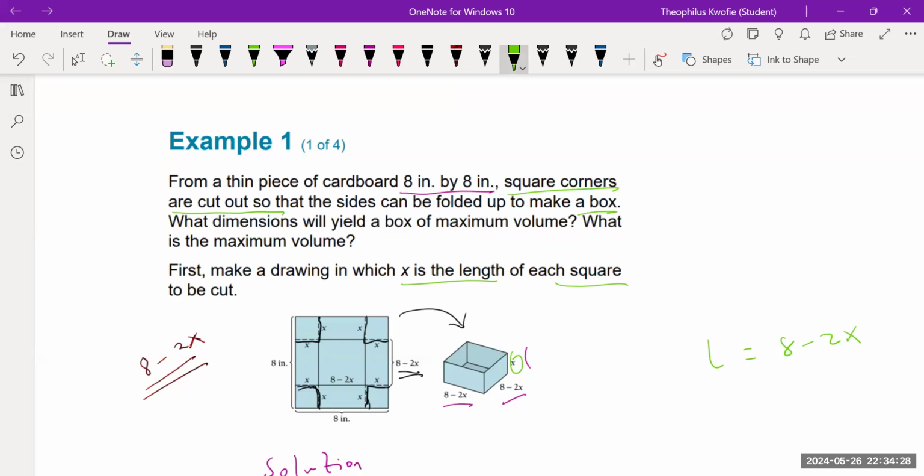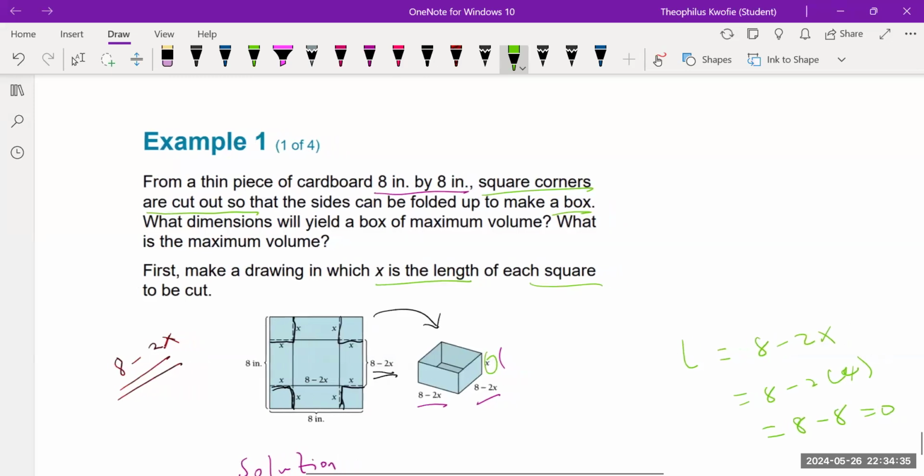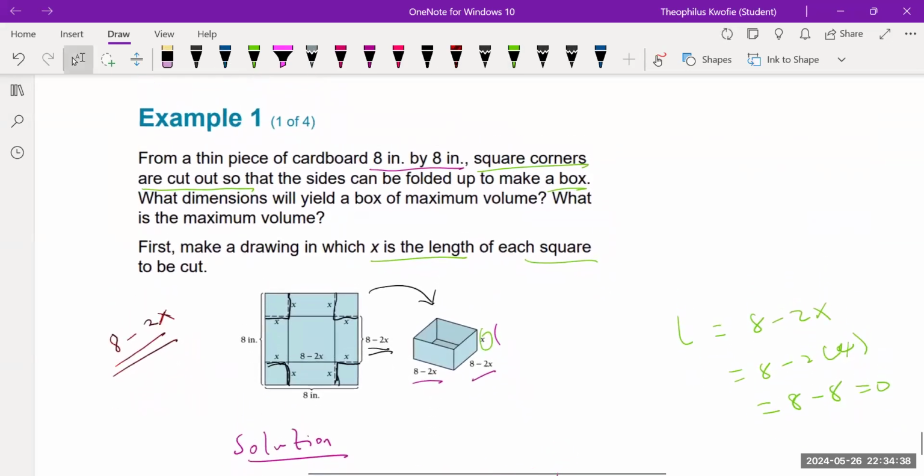So if x is 4, you see that when x is 4, we are going to have 8 minus 8, which is 0. Sorry, the x value can never be 4, because if it is 4, it means that the length will be 0, right? In that case, we don't have anything at all. And the same applies to the width. If the width is also 0, then you don't have any box at all.